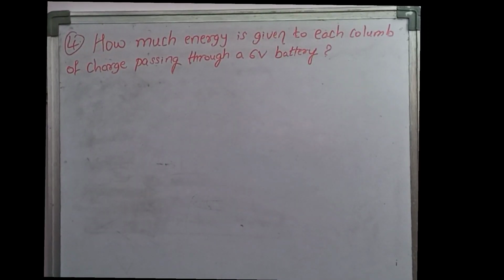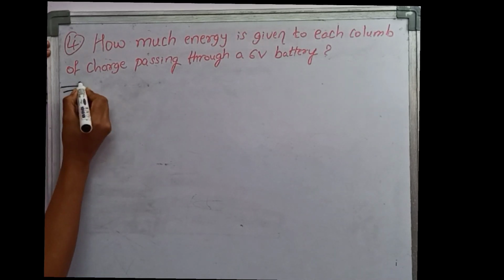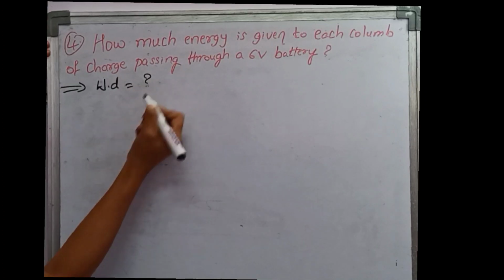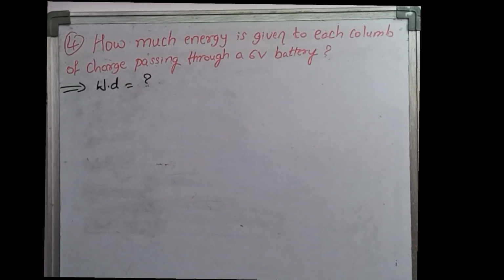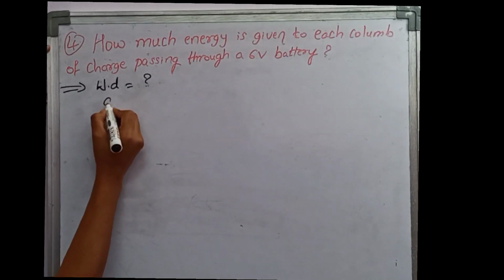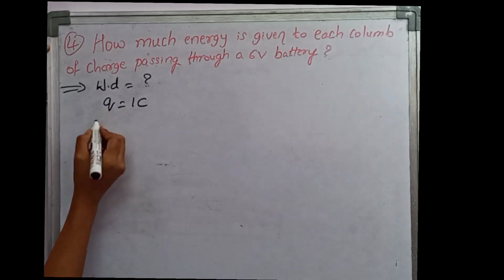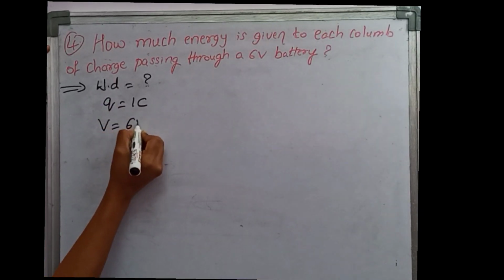The next question is: how much energy is given to each coulomb of charge passing through a 6-volt battery? They are asking for the energy, which we now know is nothing but work done. Each coulomb means Q equals 1 C. Passing through a 6-volt battery means the potential difference V equals 6 volts.